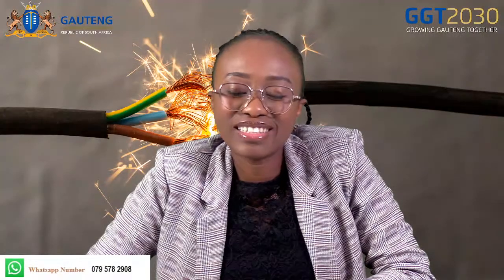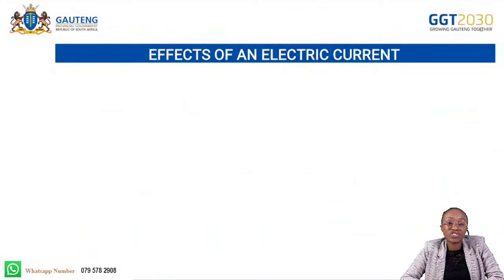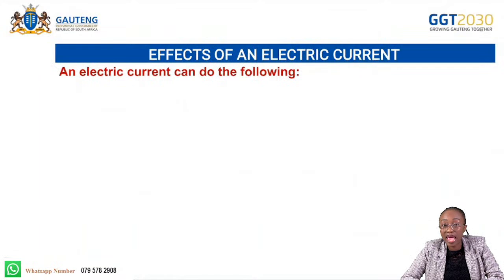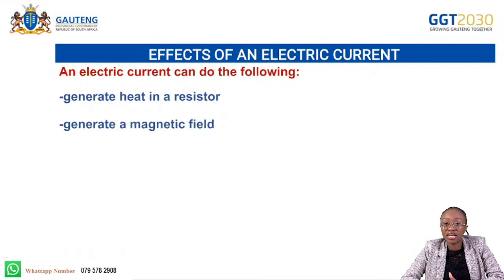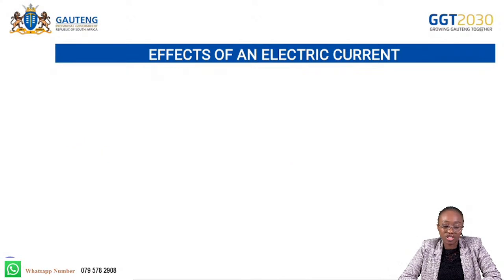Welcome back, learners. Let's continue with our lesson. Now we're going to learn about the effects of an electric current. So what effect does it have? An electric current can do the following. It can generate heat in a resistor, as you have seen in electric kettles. It can generate a magnetic field, and it can cause a chemical reaction in a solution.